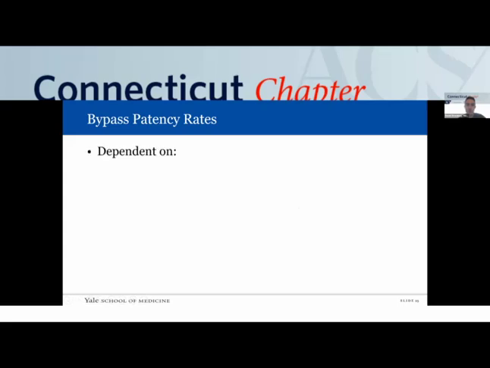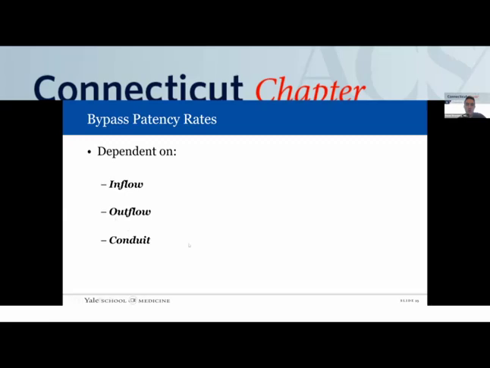So bypass patency rates, you won't need to know the percentage for your ABSITE or for your general surgery boards, but you will need to know that it depends on the inflow, the outflow, and the conduit. So just like learning in medical school about cardiac output as preload, afterload, and contractility, it's really the same thing for the rest of the circulation. So inflow, outflow, and conduit.